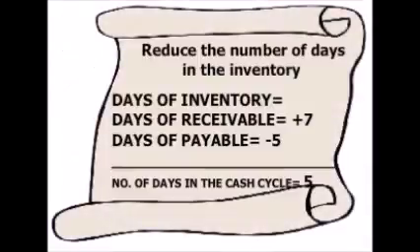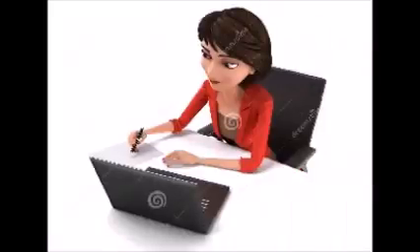Now let's compute. The days of my inventories was 3 days, plus the days of my receivables was 7 days, minus the days of my payable as 5 days. I'll get 5 days as the average number of days in a cash cycle. I've noticed that it really takes longer stocking my inventory in the warehouse, the same as my receivables to be collected.